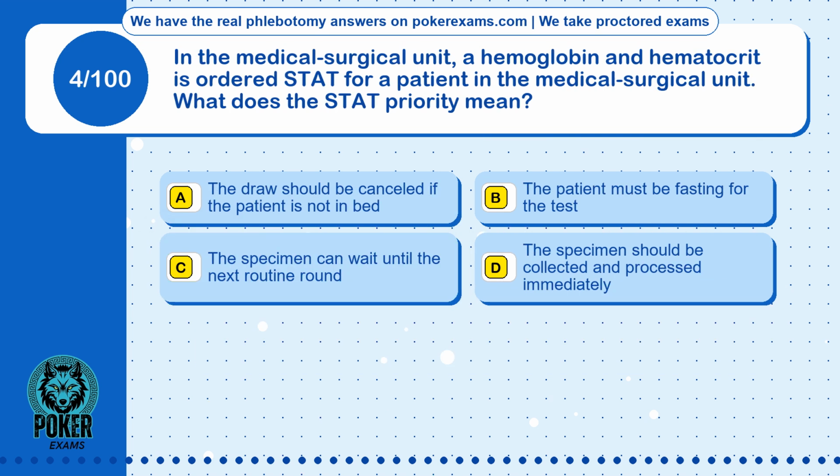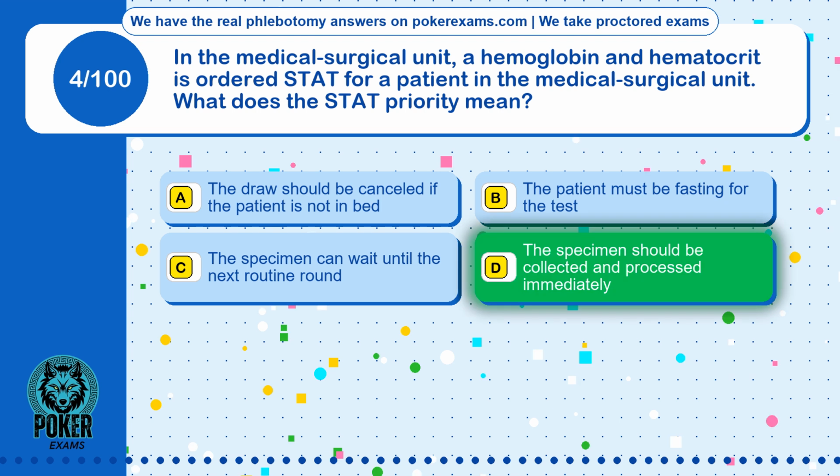Question 4. In the medical surgical unit, a hemoglobin and hematocrit is ordered stat for a patient. What does the stat priority mean? Option A. The draw should be cancelled if the patient is not in bed. Option B. The patient must be fasting for the test. Option C. The specimen can wait until the next routine round. Option D. The specimen should be collected and processed immediately.